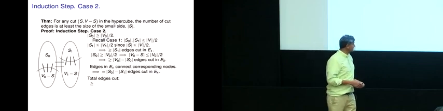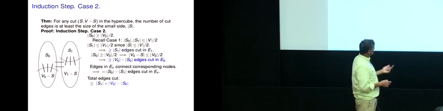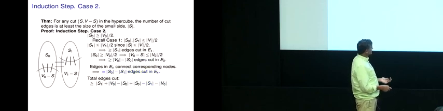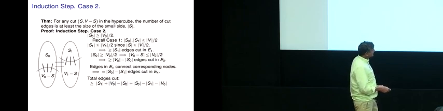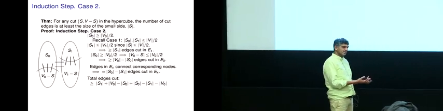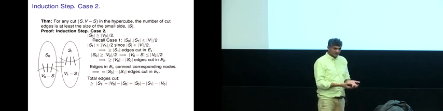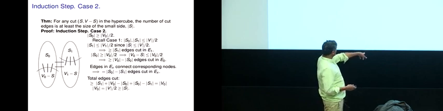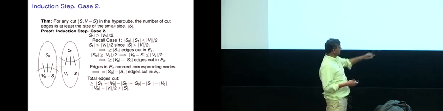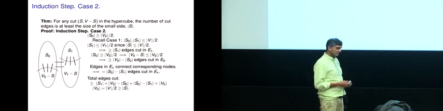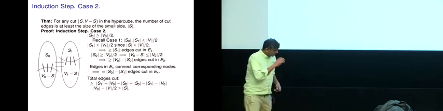And now we just add those 3 together. S1 plus V0 minus S0 plus S0 minus S1. These things all cancel. I get V0. And what is V0? Is V0 at least half the number of vertices in the whole hypercube? Yes. In this case, we have more than half the vertices in the whole hypercube, which is bigger than S. Okay, so that's the proof of this theorem.